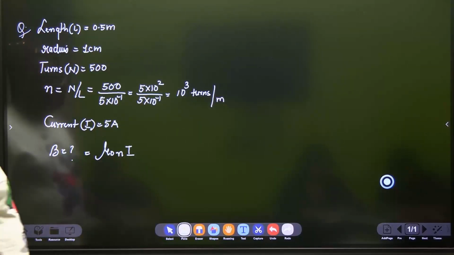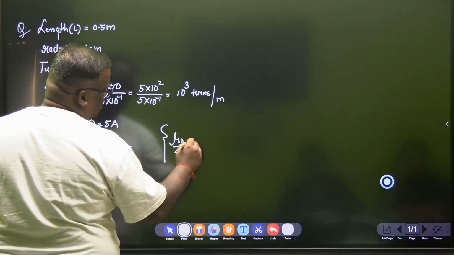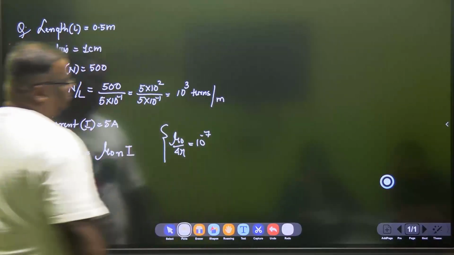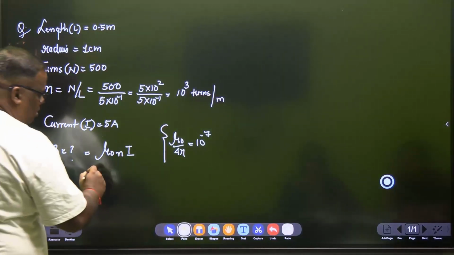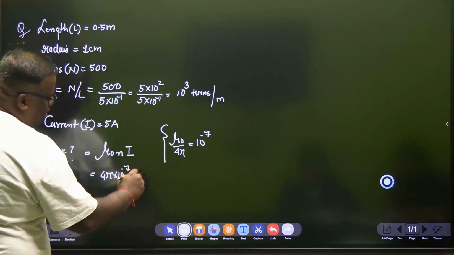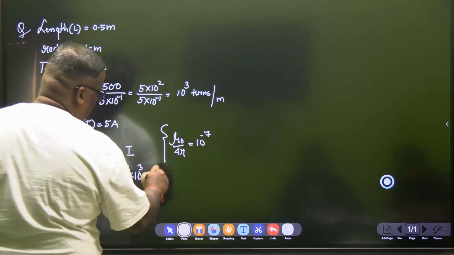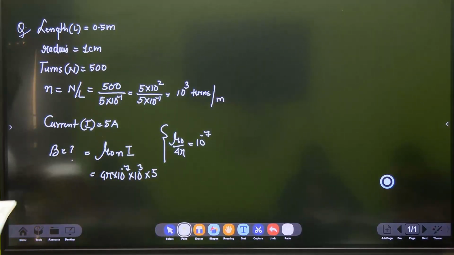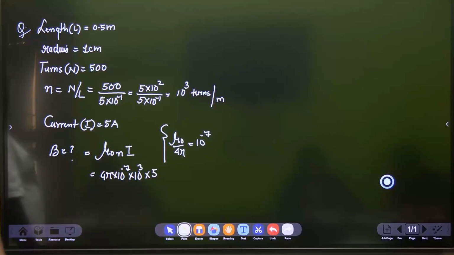And mu naught, you know, right? Mu naught by 4 pi is equal to 10 to the power minus 7. So mu naught can be written as 4 pi 10 to the power minus 7, 10 to the power 3, and the current is how much? 5. 4 pi 10 to the power minus 7, 10 to the power 3 into 5. So it's around 6.28. Pretty straightforward problem.